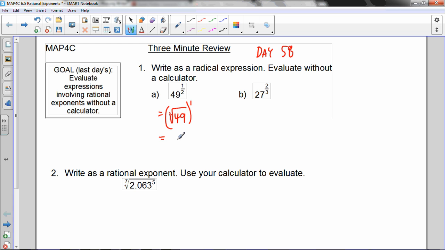The square root of 49 is just 7. The exponent 1 is just 7. So this answer is 7. No calculator.